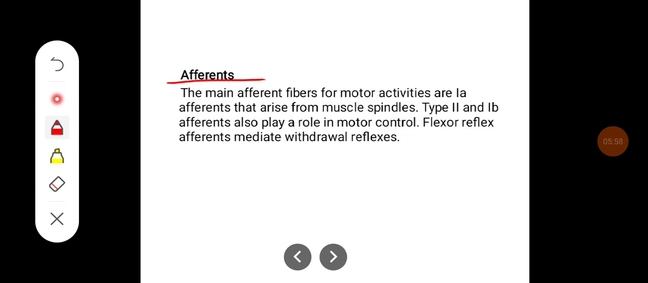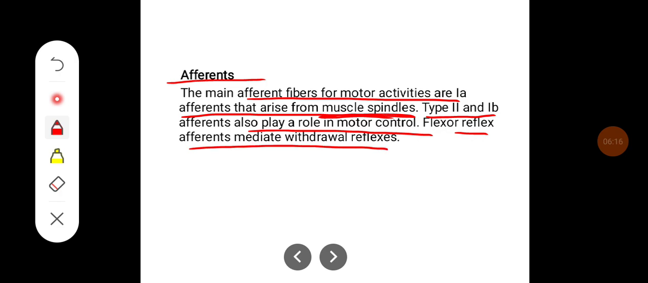The afferents of segmental motor system. The main afferent fibers for the motor activities are 1A afferents that arise from the muscle spindles, and type 2 and 1B afferents also play a role in the motor control. Flexor reflex afferents mediate withdrawal reflexes.